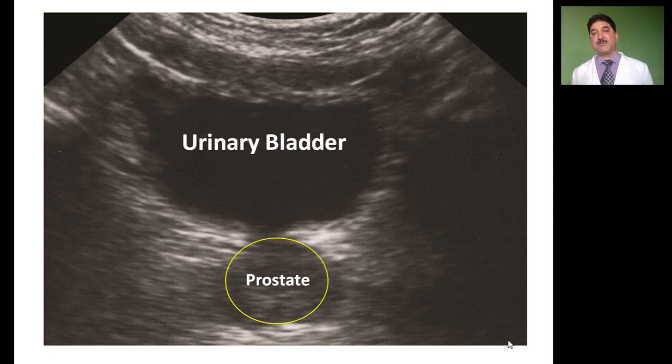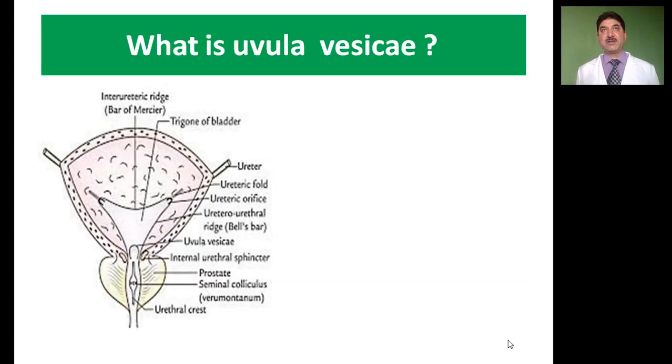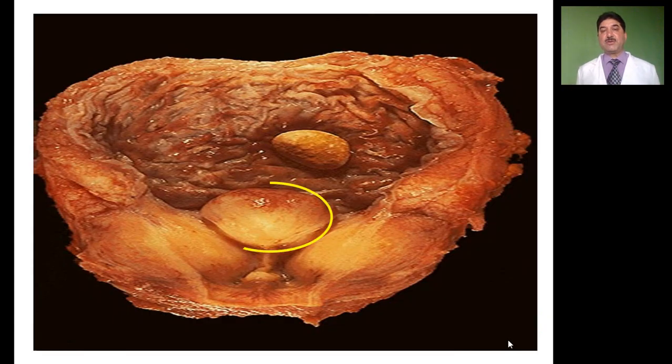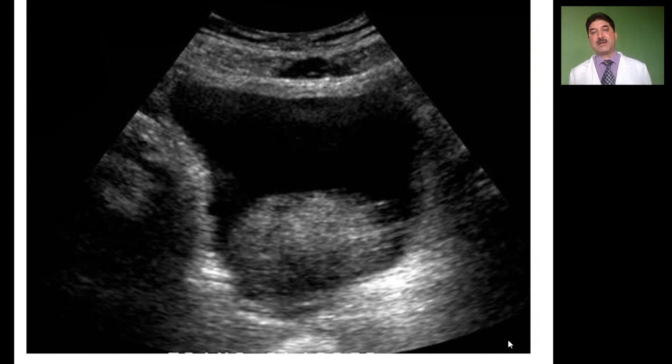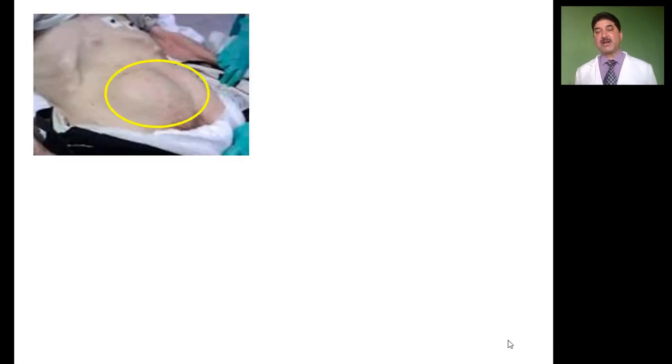Now in this diagram, we find the urinary bladder and prostate. What is uvula vesicae? Enlargement of the medial lobe of the prostate, which enters into the bladder and causes obstruction, is called uvula vesicae. So it is an enlarged medial lobe of the prostate. You can see on the dissection table the enlarged median lobe. Now if we take an ultrasound of the same patient, you will find that median lobe within the urinary bladder causing outlet obstruction.